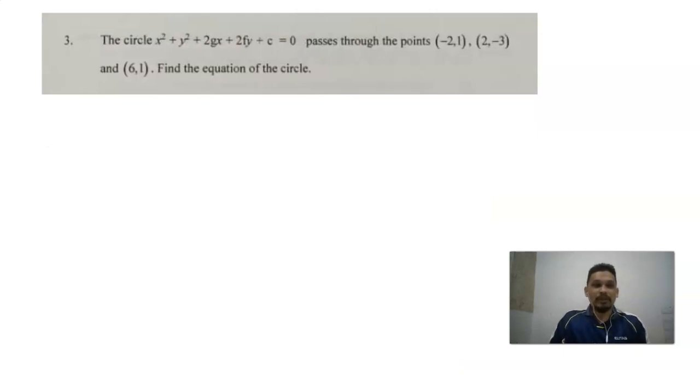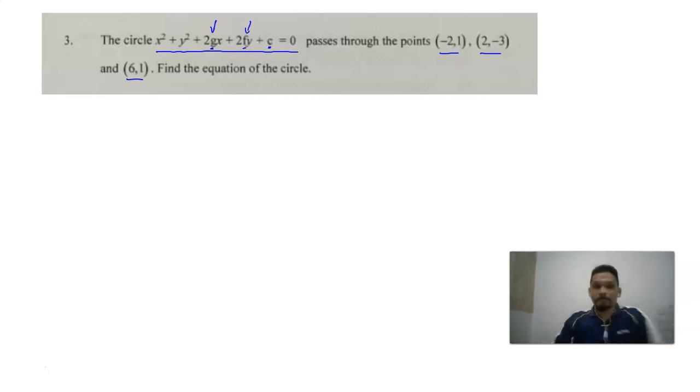The circle is given here with the general equation of a circle, x squared plus y squared plus 2gx plus 2fy plus c equal to 0, which passes through the points (-2, 1), (2, -3), and (6, 1). So find the equation of the circle, meaning we are going to find the values of g, f, and c.